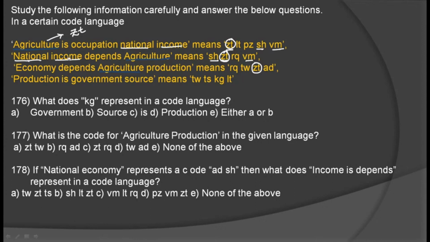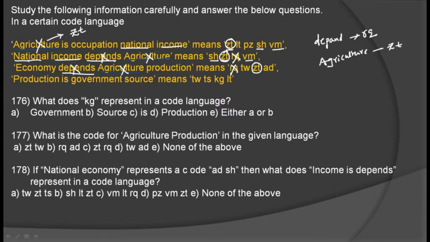If you're done with agriculture, you can cross that word. The next one is depends. Now see, guys, there is depends here and depends here. If it is depends, the common term is RQ. So you can write down here, depends can be coded as RQ, and agriculture is coded as jetty. We're done with the two, depends and agriculture.